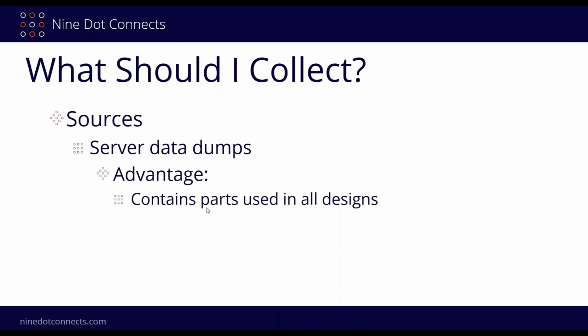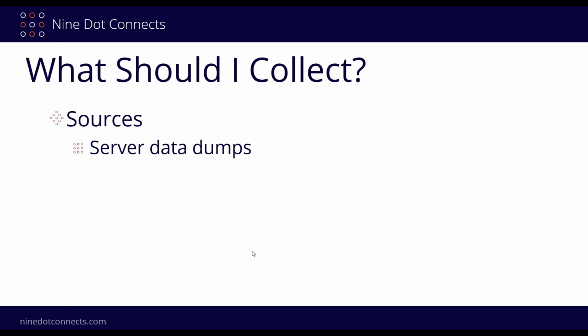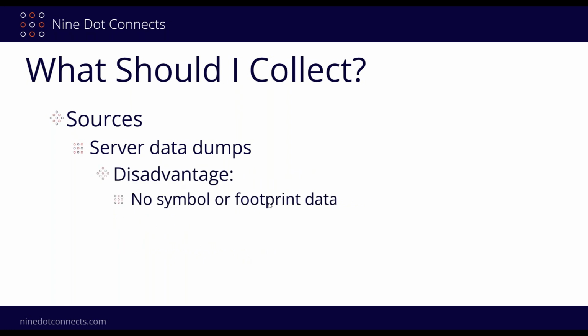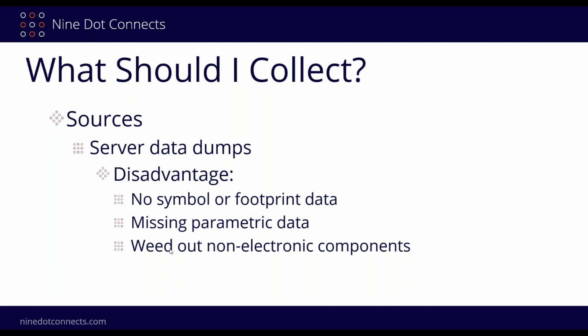So the advantage is that they contain parts used in all designs. So you're not taking bills of materials and trying to copy and paste them all into one file. You have one single list. You also get the company part number, which is really useful. Let me talk about some of the disadvantages of this. There's no similar footprint data, so you're going to have to add that in. There's missing parametric data, which, because it probably came from bills of material, means you're going to have to weed out a lot of non-electronic parts.